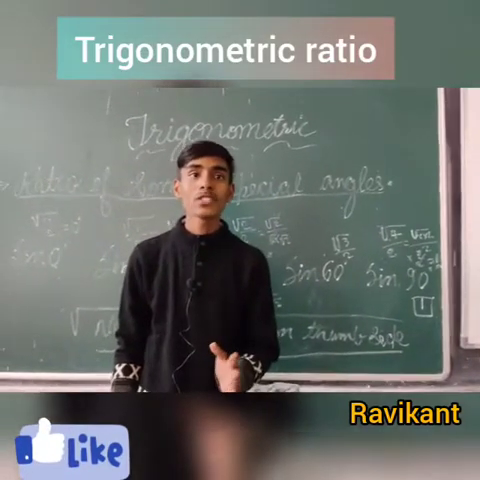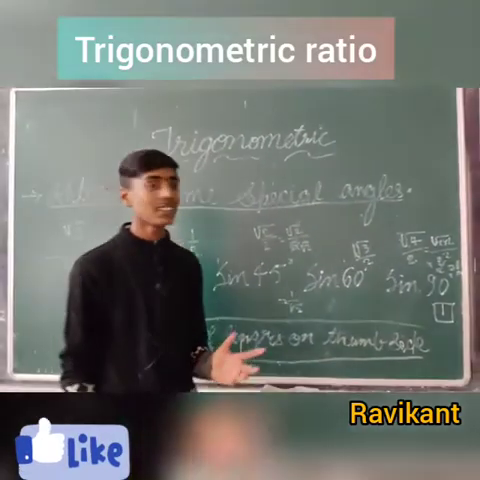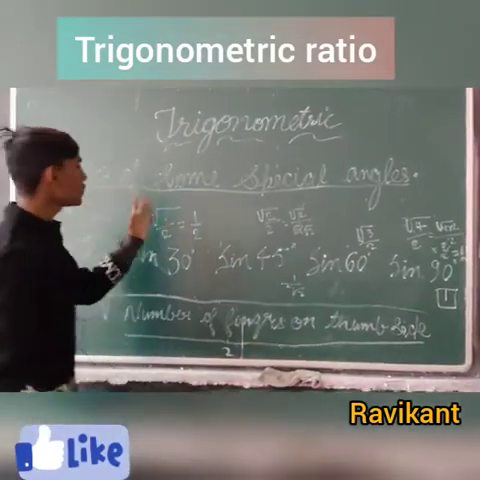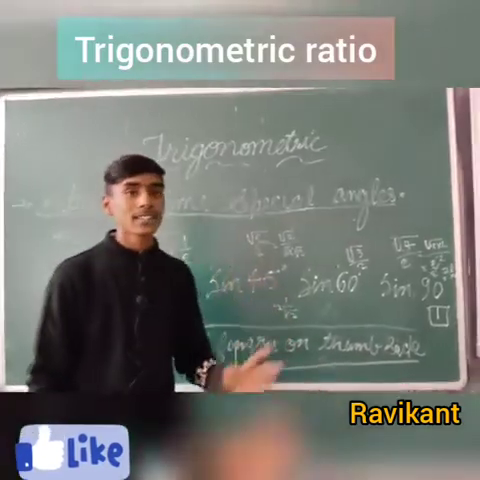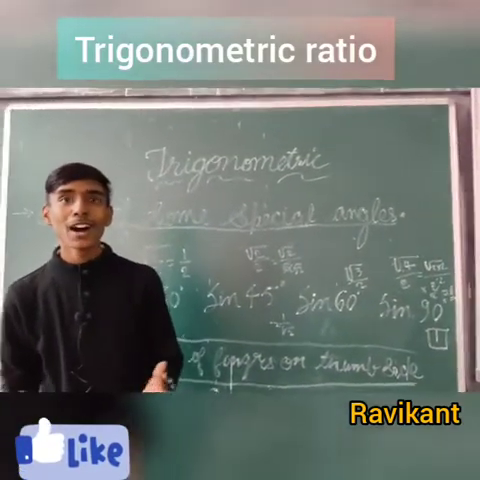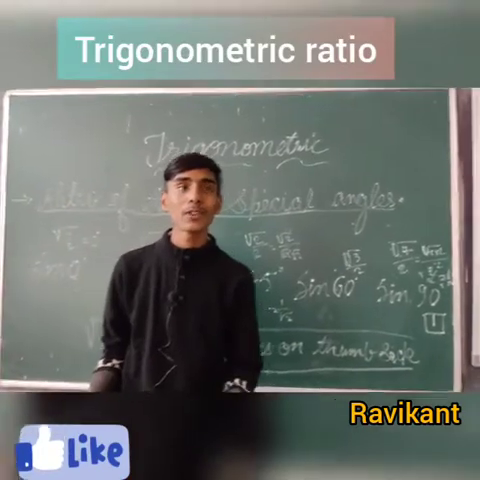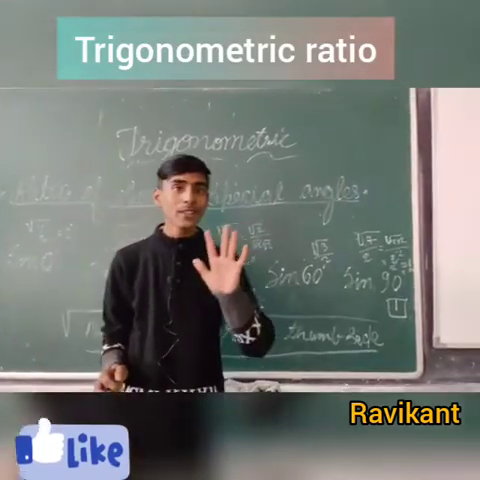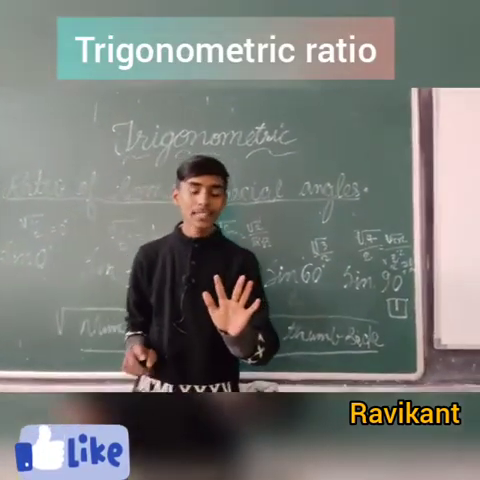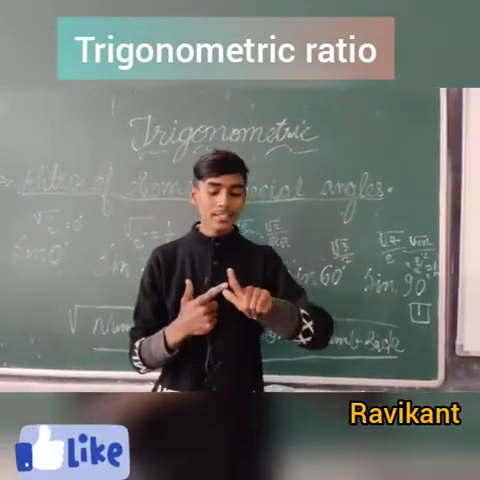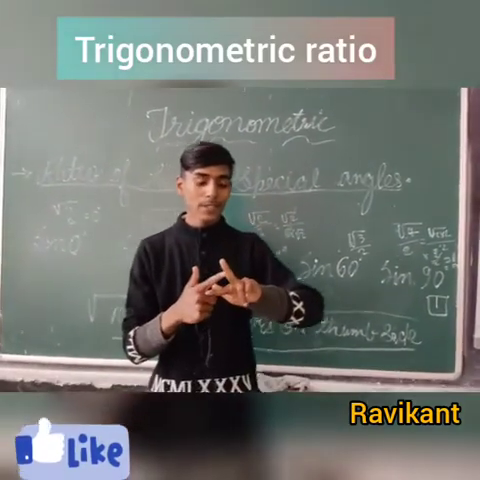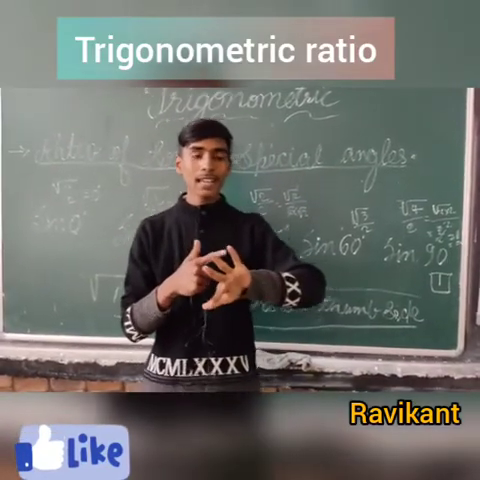The chapter name is trigonometry. What is the definition? The definition is the ratio of some special angles. So now how will we find the ratio? The ratio of the values. The 5 fingers are here. We know the names of the fingers: this is the thumb finger, the index finger, middle finger, ring finger, and little finger.